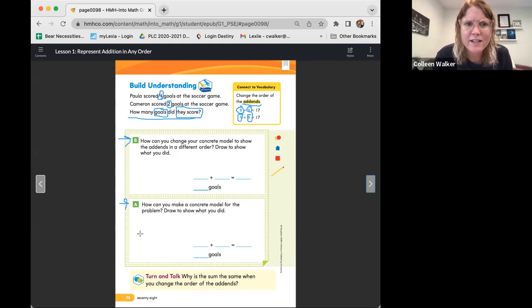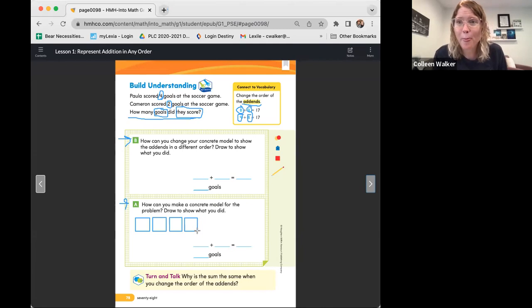Okay, so friends, let's just start with the beginning of the problem. How many goals did Paula score? Yes, if you said 4, that's correct. Let's draw 4 boxes to represent Paula's 4 goals. And then friends, how many goals did Cameron score? If you said 2, that's correct. So let's draw 2 to represent Cameron's goals.